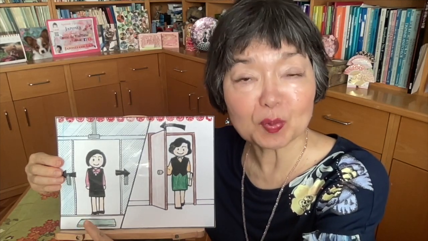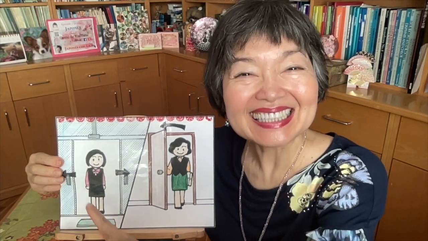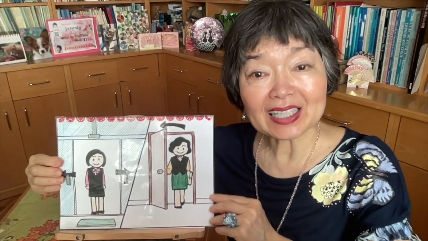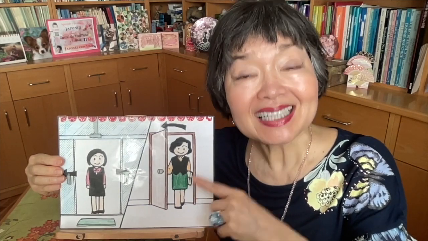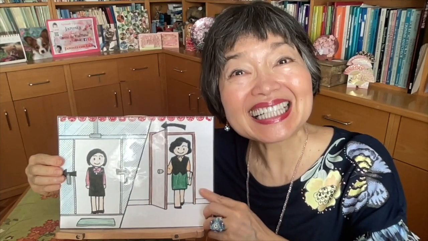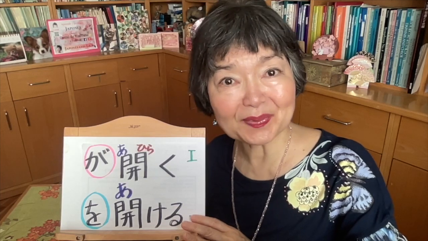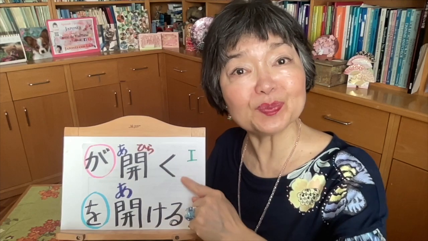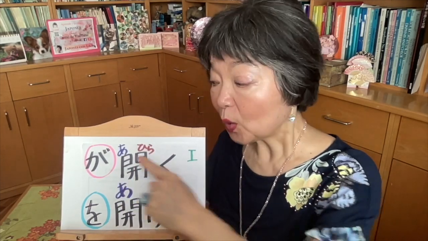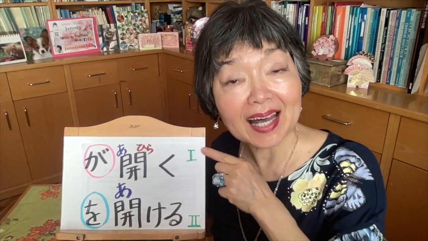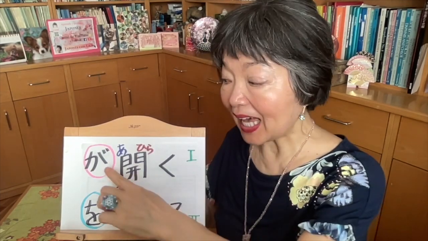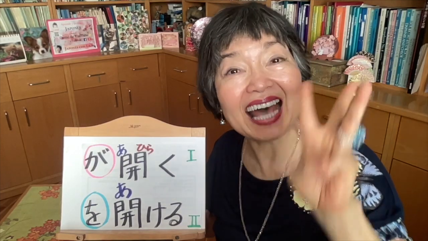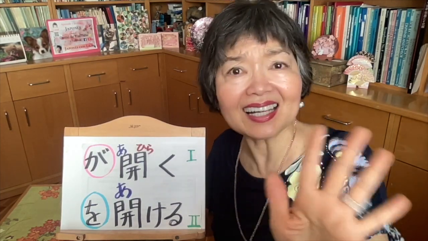Now, this second drawing. Here, the door opens by itself automatically. So here we use the intransitive verb 自動詞, and here she opens the door. So here we use the transitive verb 他動詞. The first, intransitive verb: something opens, something が開く or 開く. Both ways are okay, and both are the first group. 開く, 開きます, 開いて, 開いた, 開かない.